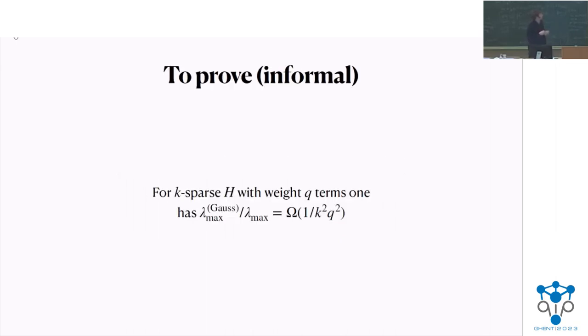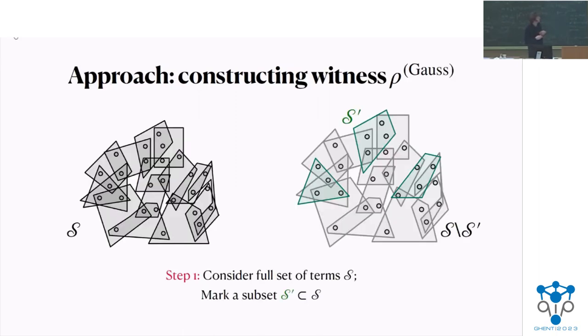Just to remind you, this is what we want to prove. Before it was omega of 1. Now I give you a bit more detail. It's 1 over k squared q squared. K and q are finite, they don't grow with n, so it's the same as order 1, but it's nice to also have the dependency for k sparse, q local, strictly q local Hamiltonian. All right, so this is our approach.